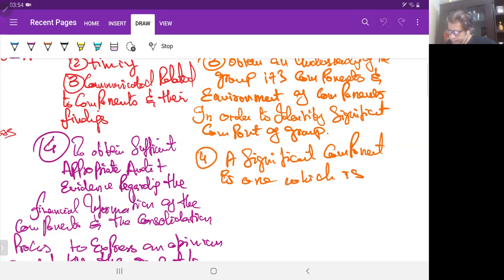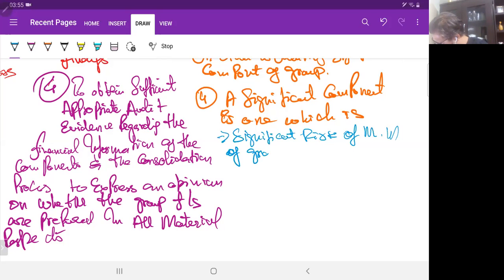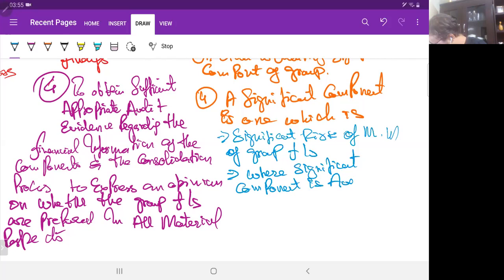So a significant component is one which has a significant risk of material misstatement of the group financial statement, where the significant component is audited by another audit firm, or you can say by component auditors, right?